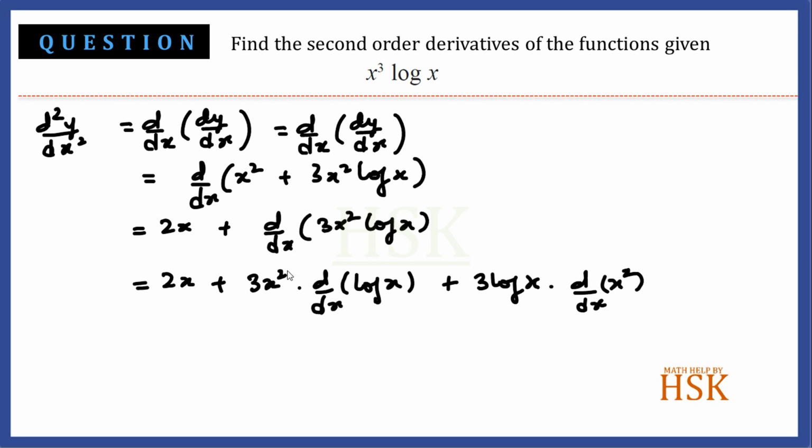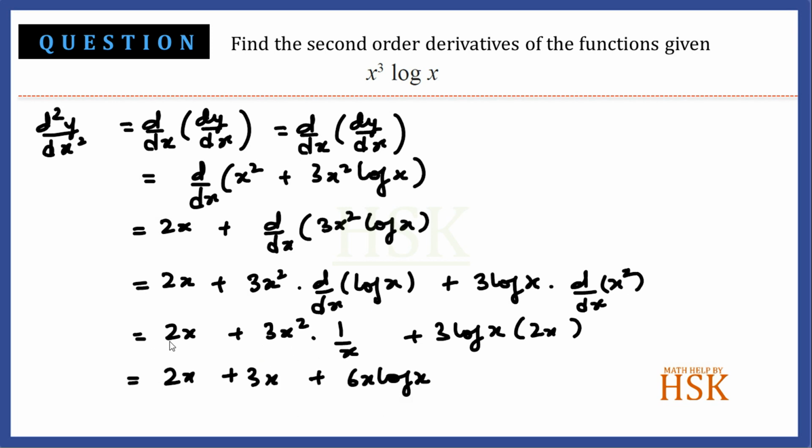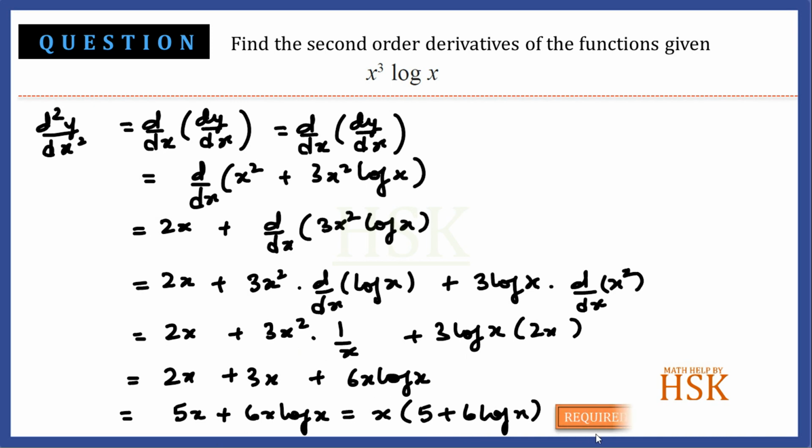So log x into d by dx of x square. Okay, now further this 2x as it is, differentiation of log x is 1 upon x, so I am going to get 3x square into 1 by x. Differentiation of x square is 2x. Okay, so this gives me 2x. This on simplification, this 1x is going to cancel out, so square is going to be removed, so I am going to get 3x, and this would be equal to 6x log x, and further this can be written as 5x plus 6x log x, or x into 5 plus 6 log x, which is the required answer. So d2y upon dx square is equal to x times 5 plus 6 log x.